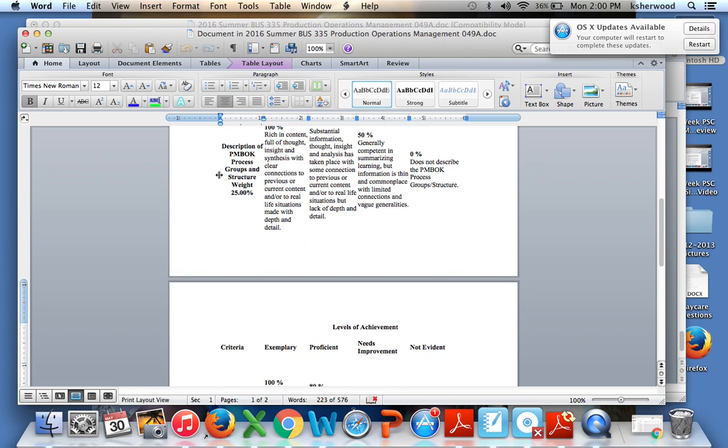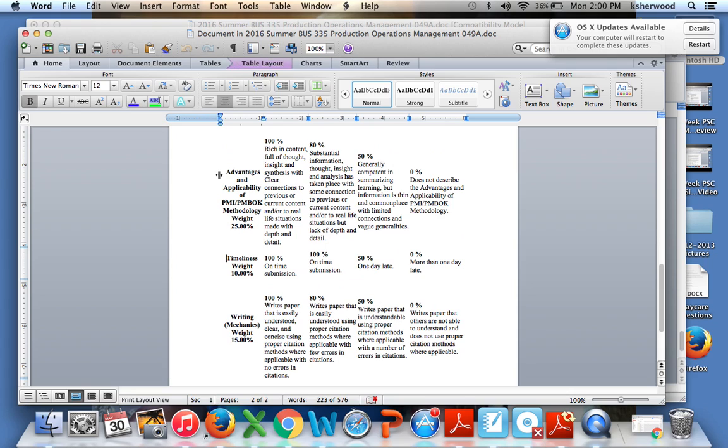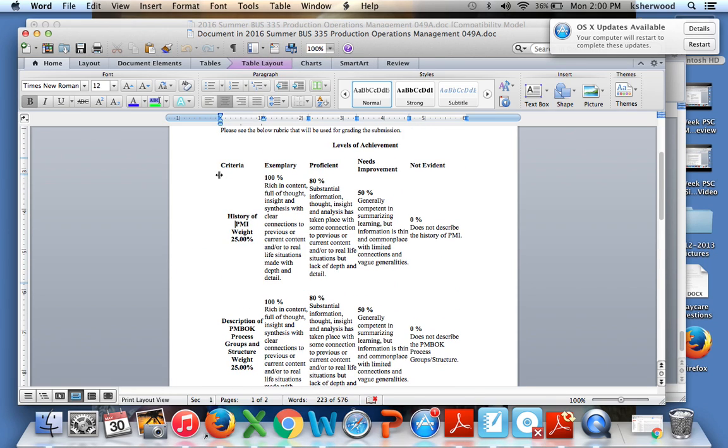Alright, same sort of order as the prior paper, same sort of concepts. So the first section, history of PMI. Who started it? What's the organization about? Kind of big picture, what's the organization's goals? When was it formed? Where was it formed, etc.? That's not as important. So for that, I'm only looking for about 3/4 of a page.